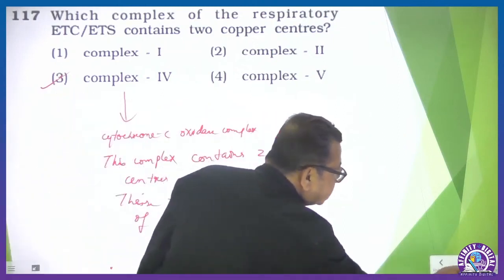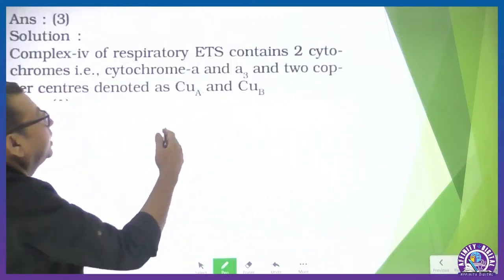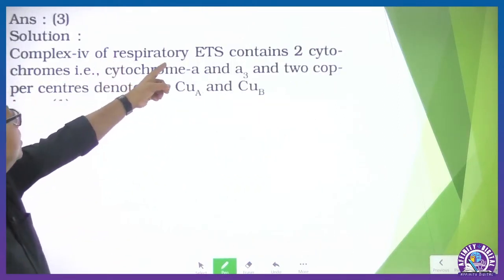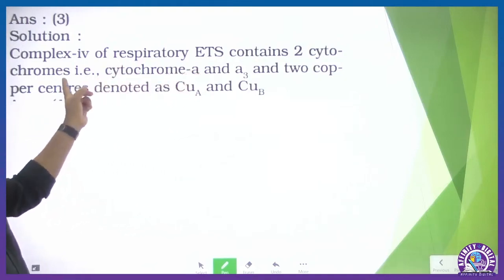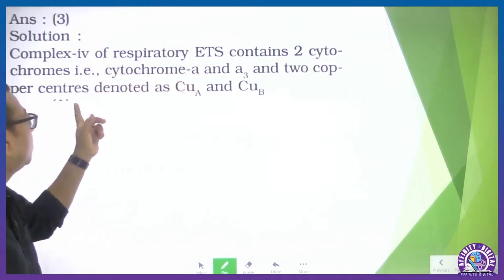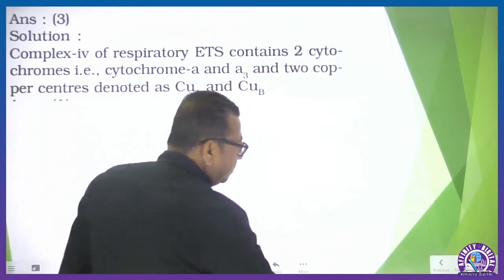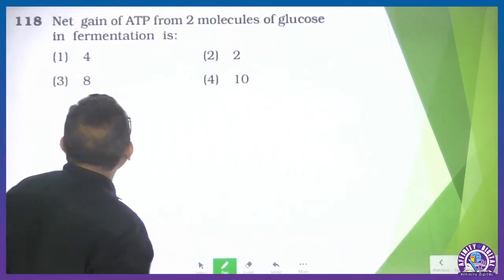So this is the answer. This is the solution I have given. Complex 4 contains 2 cytochromes, cytochrome A and cytochrome A3, and 2 copper centers, CuA and CuB. Moving on to the next question.